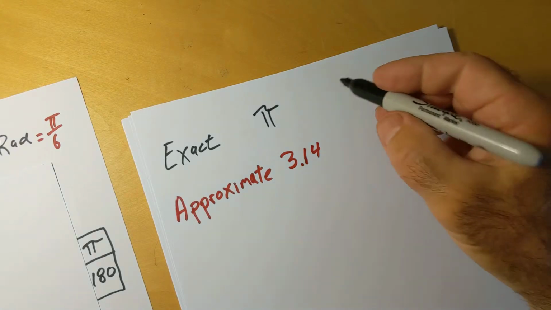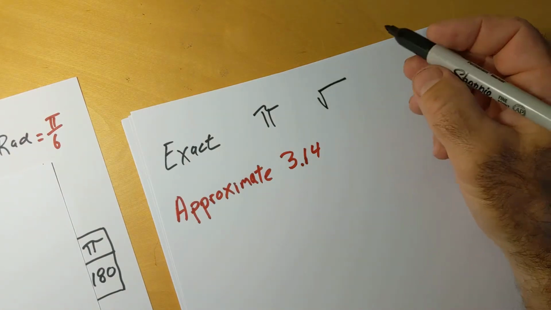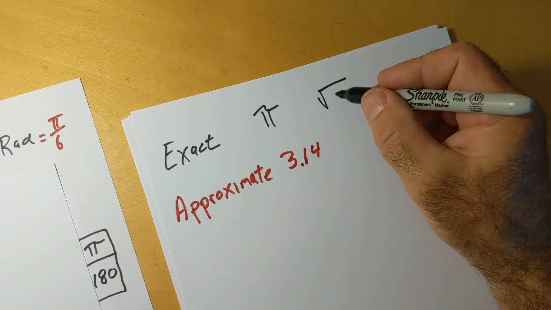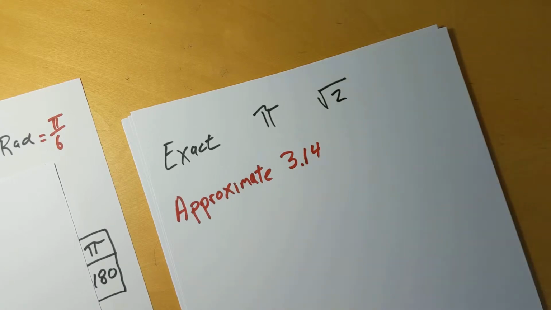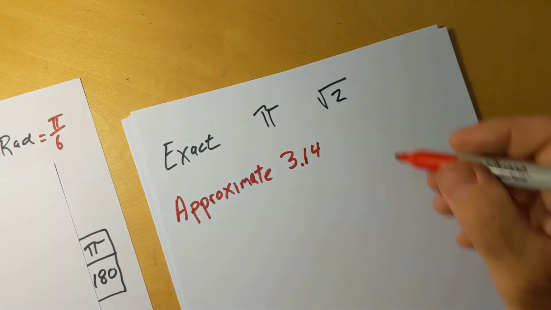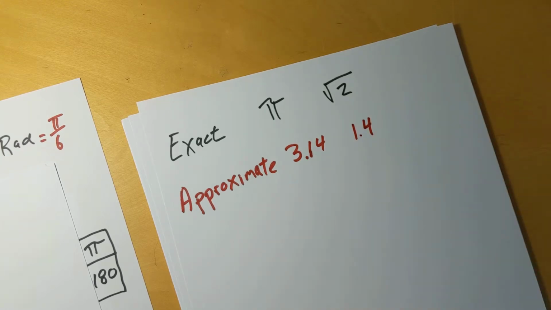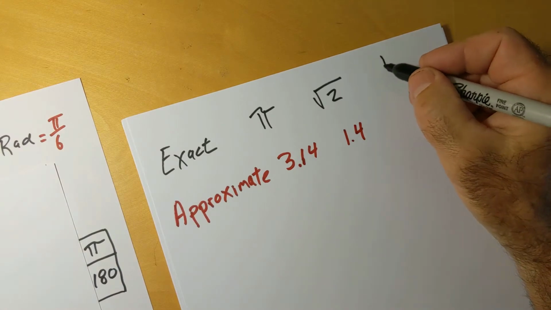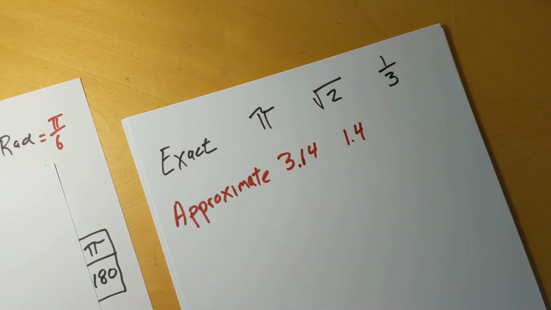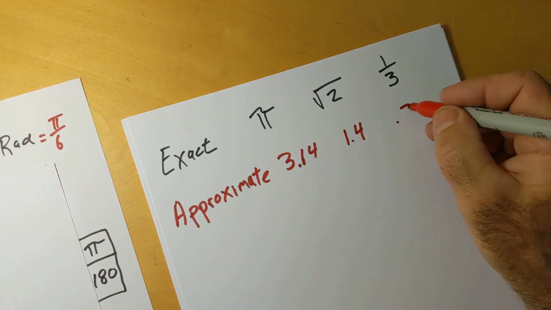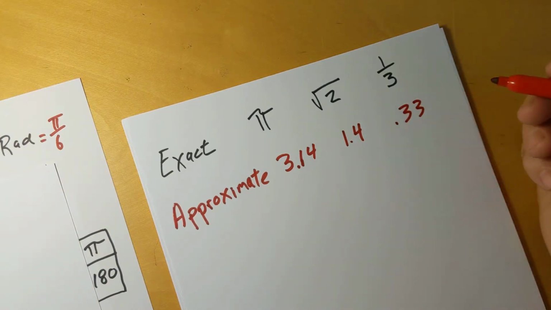Another example would be, say, the square root of 2. Not sure what that is, but I think it's 1.4. The decimal approximation of that is 1.414, or an exact value would be, say, 1/3 in fractional form. The decimal approximation of that would be 0.33 repeating.